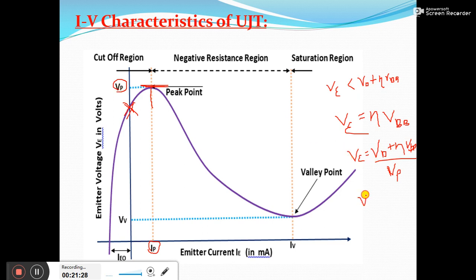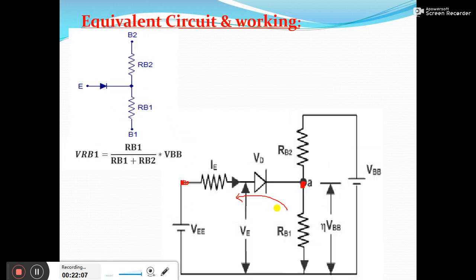If the V value is further increased beyond the peak voltage, the current is going to decrease, but the voltage keeps on increasing. You can see here, the current is getting decreased while the voltage is continuously increasing. This region of operation is known as the negative resistance region. This is because the RB1 resistance is a variable resistance.